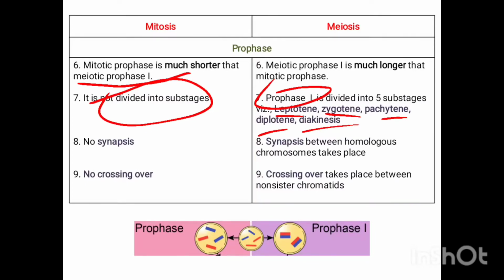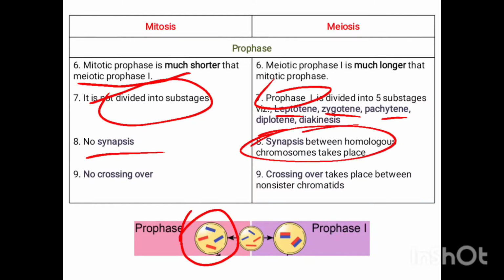And no synapsis formation will take place in case of mitosis, whereas synapsis between the homologous chromosomes will take place in case of meiosis. Here we can see that in mitosis no pairing has taken place, whereas in case of meiosis the homologous chromosomes, the red chromosome and the blue chromosome being the homologous chromosomes, will form a pair, and this is known as synapsis.